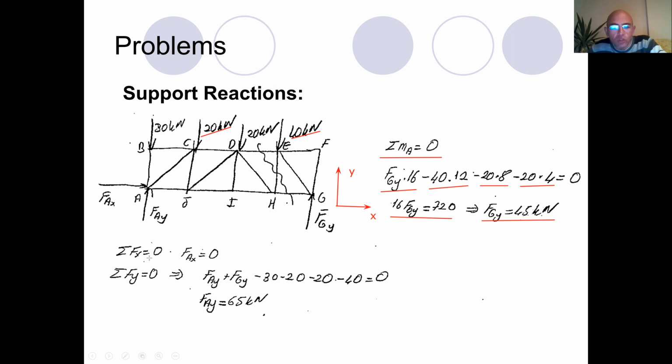Now next, sum of the forces in X direction is equal to 0. Obviously, we have only FAX in x direction. This basically means that FAX is equal to 0. Now, sum of the forces in y direction is equal to 0. In y direction, we have FAY and FGY in positive y direction, minus 30, minus 20, minus 20, and minus 40. And this has to be equal to 0. So remember that FGY is equal to 45. From there, we can easily calculate FAY as 65 kilonewtons.